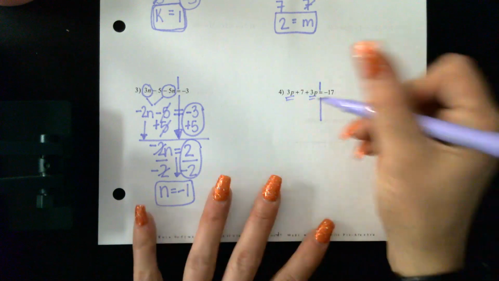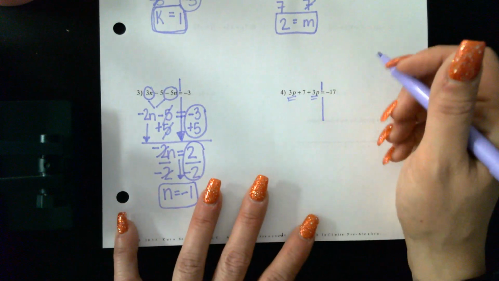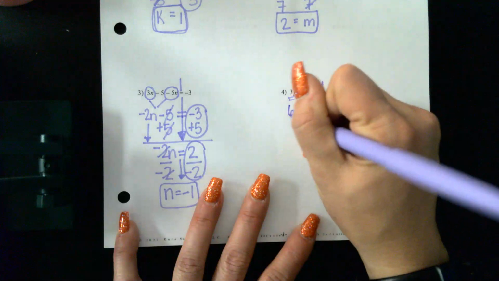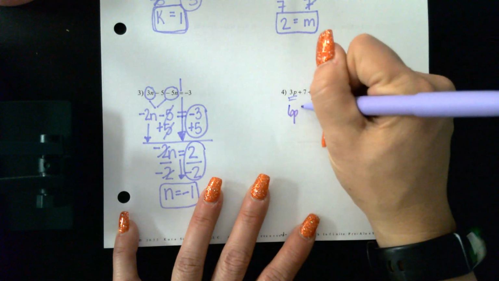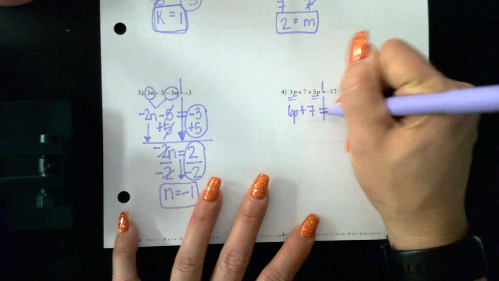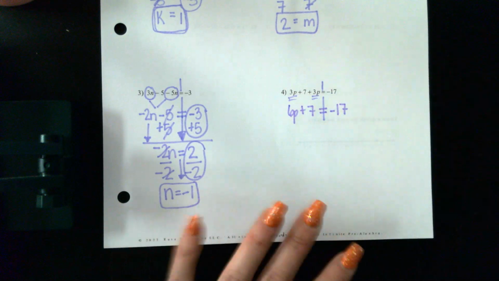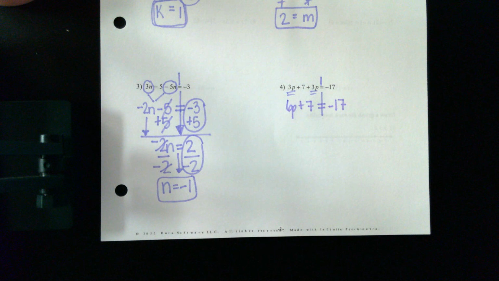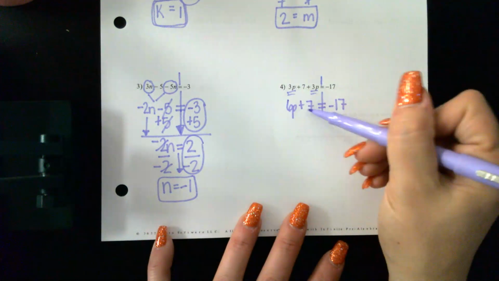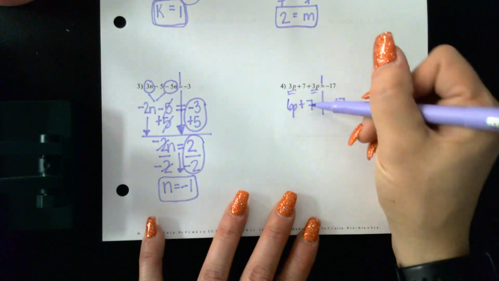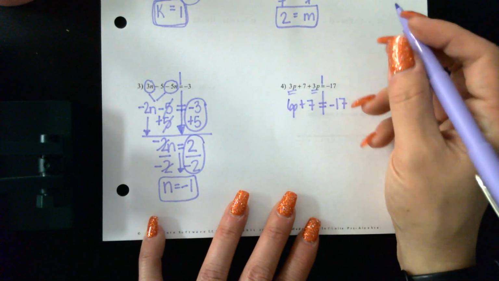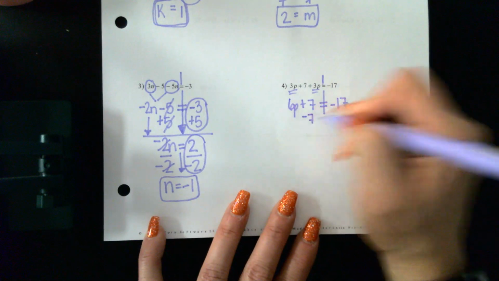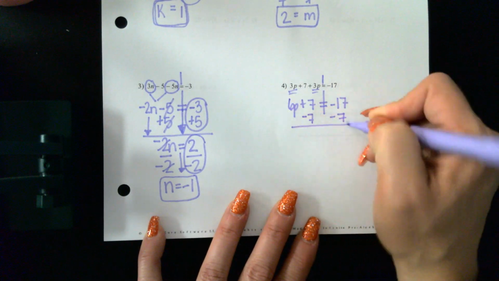Okay, so what's the 3p plus 3p? 6p. Then I'm going to bring down the plus 7, bring down the equal, and bring down the negative 17. Okay, so step 1 is done. And then for step 2, we need to get rid of the constant that's on the same side of the letter. So we're going to get rid of the plus 7 by doing what? Subtract 7. We're going to subtract 7 from both sides.